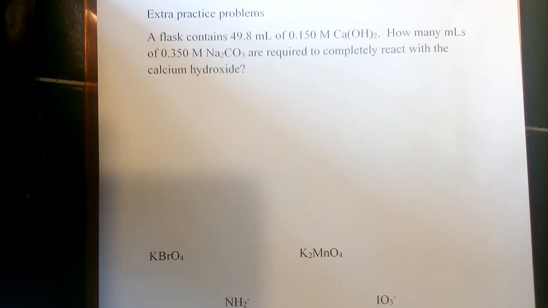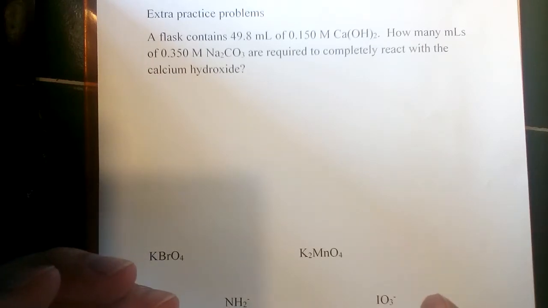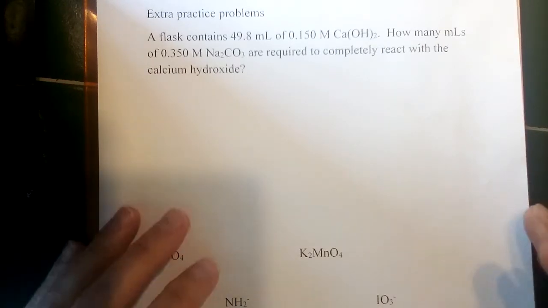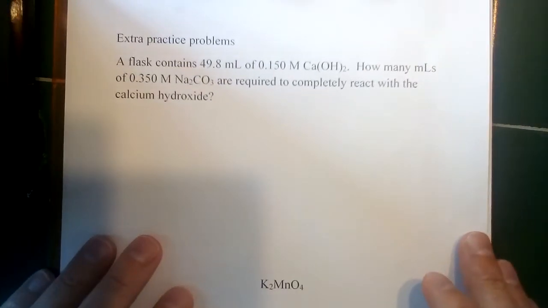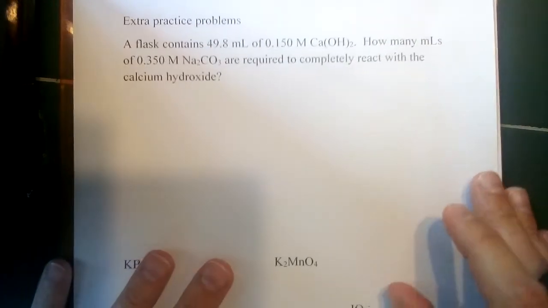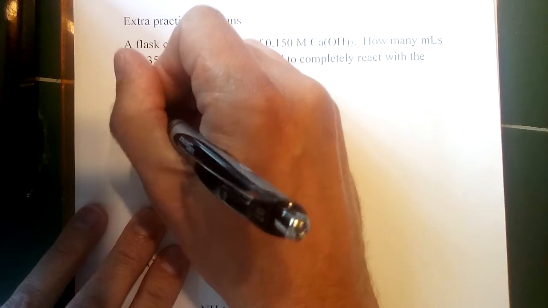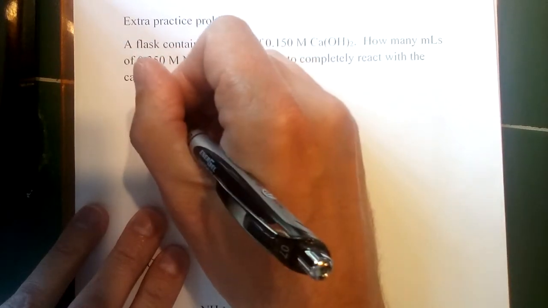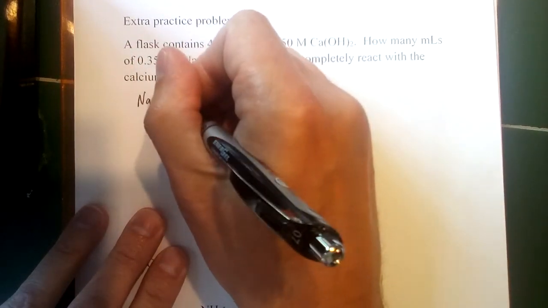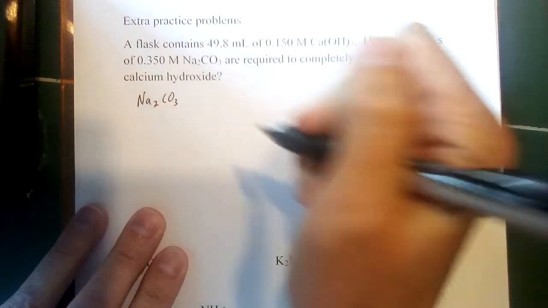We've got 49.8 milliliters of 0.150 molar calcium hydroxide, and we want to figure out how many milliliters of 0.350 molar sodium carbonate would be required to completely react with the calcium hydroxide. So that's a stoichiometry question, and that means we should have a balanced equation. Now, we don't have a balanced equation, but that's okay because we've learned how to balance equations, and this is a reaction we should be able to identify the products of, which would help us balance the equation.